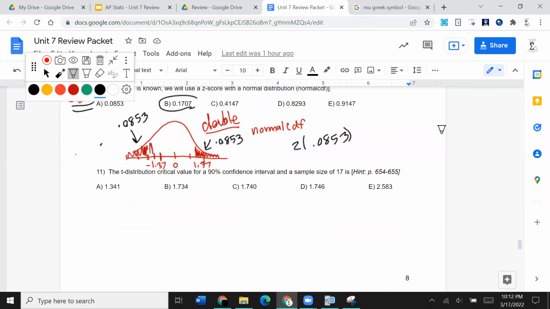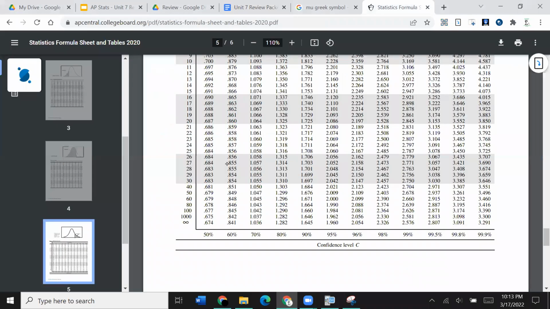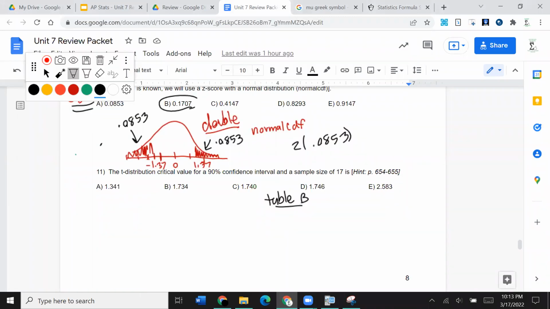All right, number 11, the t-distribution value for a 90% confidence interval and a sample size of 17. Let me show you two ways to get this. My favorite way of getting the t-distribution critical value is using table B. I like to use table B on this because most of the time it's just right there in front of your face. You're going to be provided these tables, so you might as well use them. In this case, we're looking at a sample size of 17, so your degree of freedom is going to be 17 minus 1. And then we're looking at 90% confidence.